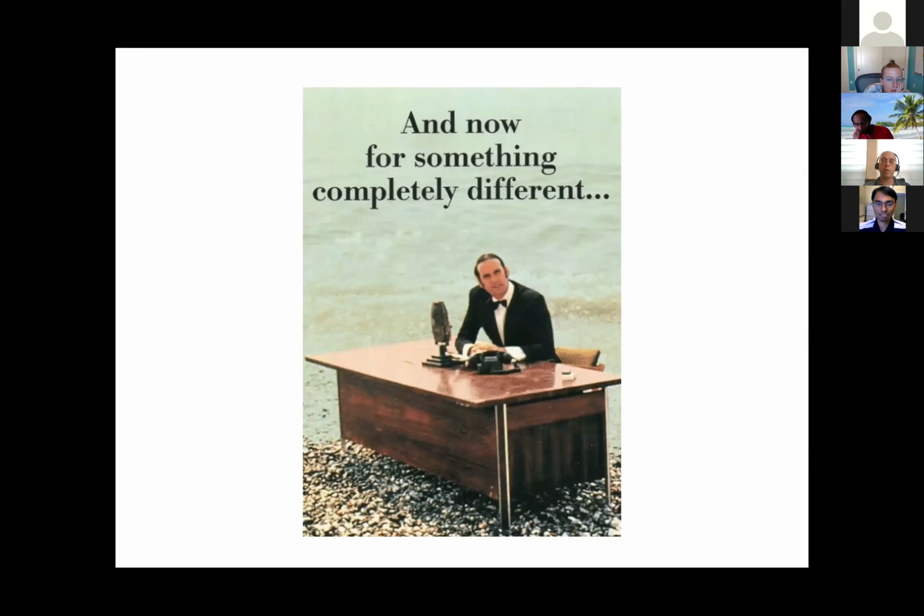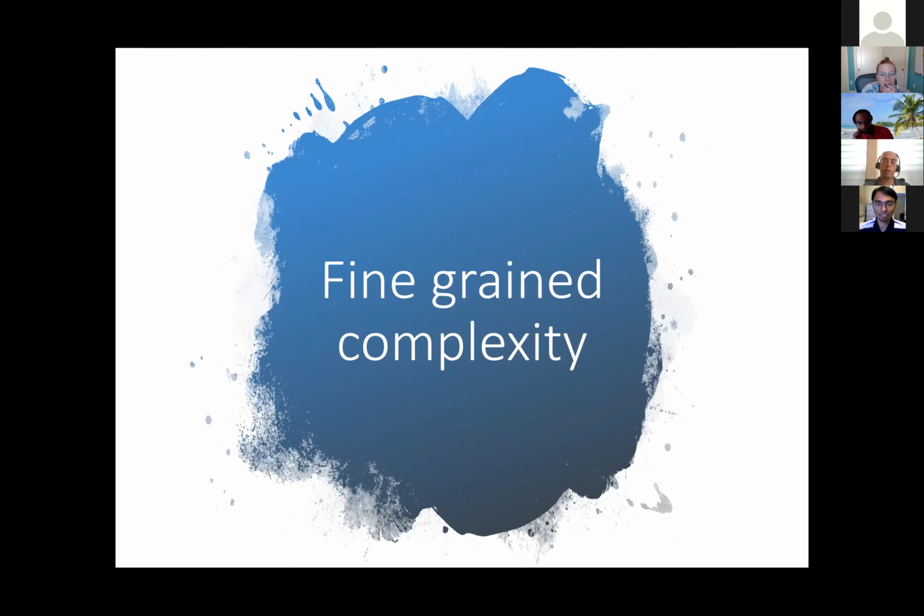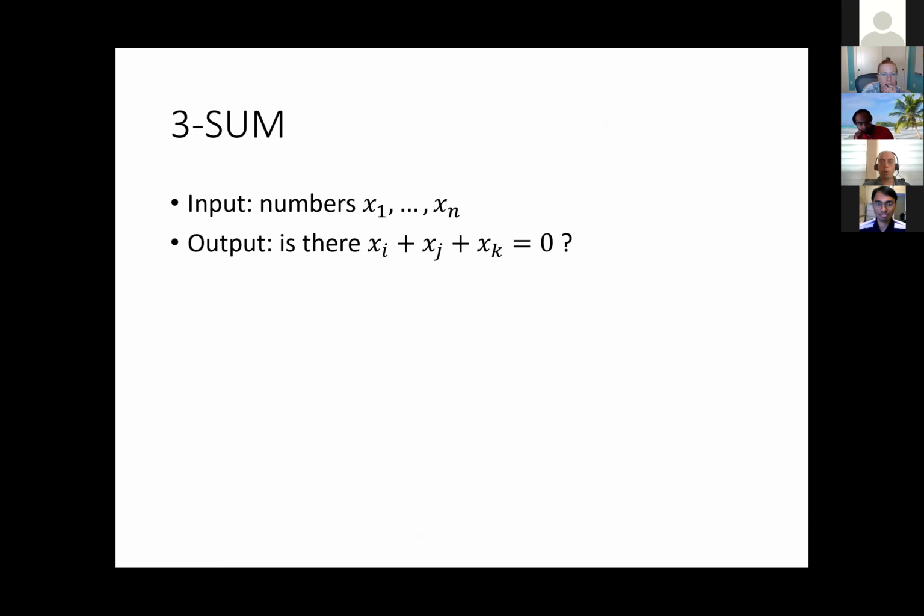So now let me move to something that, at least on the surface of it, would look completely different, but we'll see it's actually tightly connected, which is going to be problems that come up in fine-grained complexity. In particular, I want to focus on this one problem that people have been studying a lot for the last maybe 25 years, called 3SUM. So I'm assuming many of you have heard about 3SUM, but let me just recall this problem.